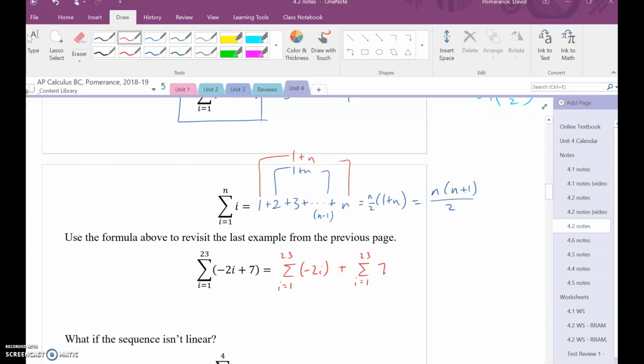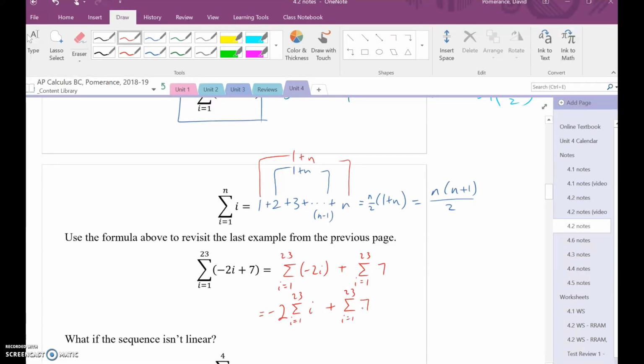And then I can also add up the sum from i equals 1 to 23 of all of my 7's. And if we think about this first sum right here, we've got negative 2i. We have a factor of negative 2 for each term. So I'm going to go ahead and factor out that negative 2, and I'm going to be left with the sum from i equals 1 to 23 of just plain old i. And then again, this is the sum from i equals 1 to 23 of 7.